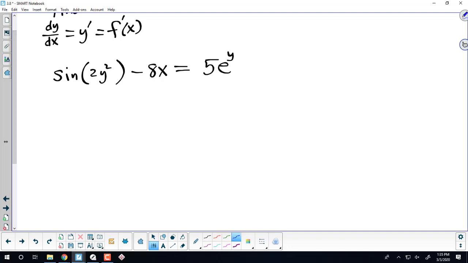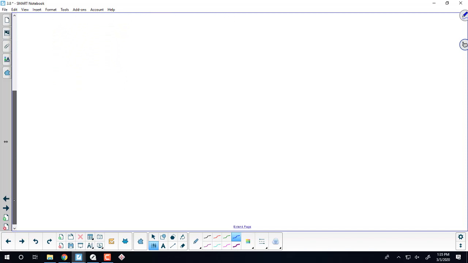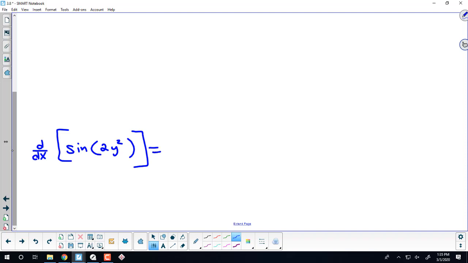So we're going to take the derivative of both sides of our equation. What's the derivative of sine of 2y squared with respect to x? Just remember that y is an unknown function of x. So what rule are we going to use? Chain rule, right? We take the derivative of the outside, leaving the inside function alone. The derivative of sine is cosine, so we have cosine evaluated at 2y squared times the derivative of the inner.